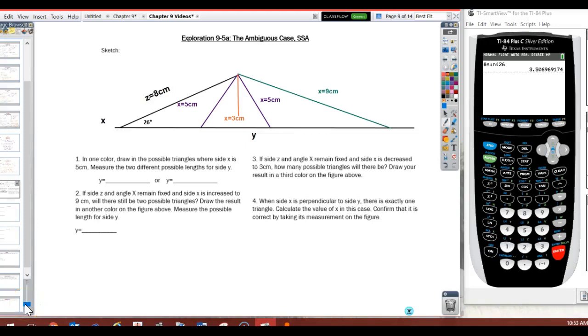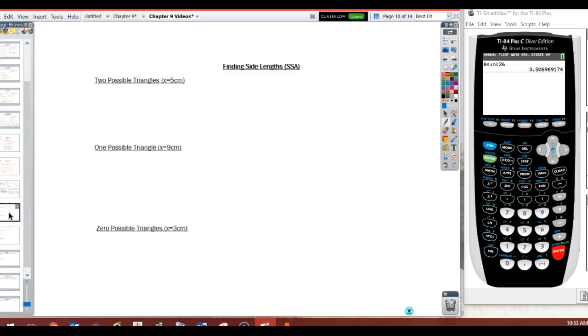All right, so if you watched the previous video explaining what the ambiguous case is, side-side-angle, we talked about how there are two different possible lengths for side y when x is 5 centimeters. You can see that there would be one possible length for y when x is 9 centimeters, and then no possible lengths for side y if x was 3. So we're going to go through the proof of that and actually find what side y would need to be, which then would prove how many possible triangles there are.